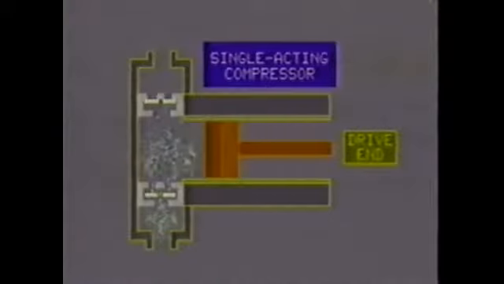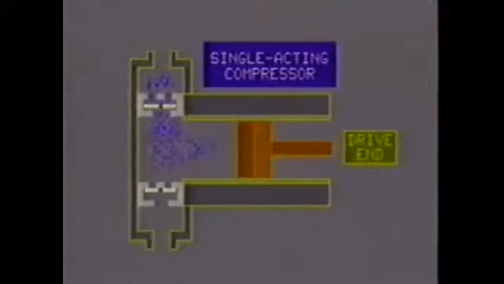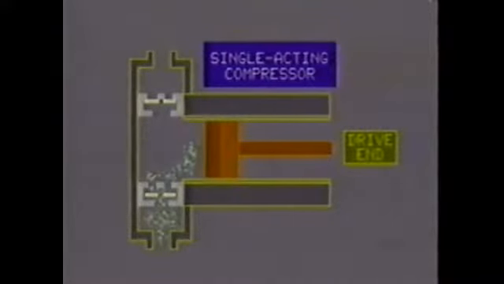A compressor which compresses gas on only one side of the piston is commonly called single acting. Gas is drawn into the cylinder through the suction valve during the backstroke. On the forward stroke, the gas is compressed and discharged through the discharge valve.